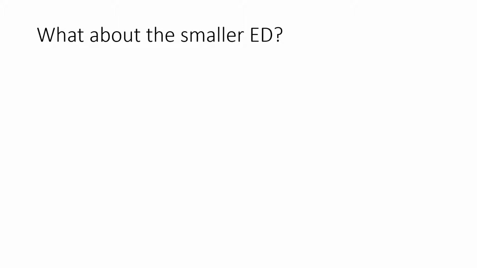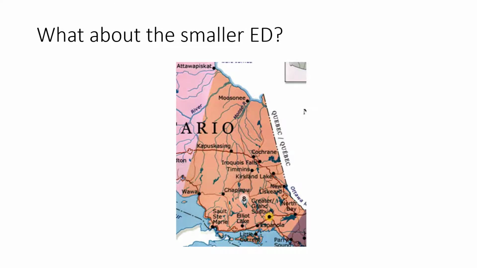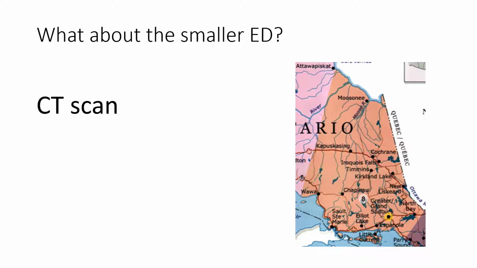What about the smaller emergency department? This is a map of northeastern Ontario. There are many small hospitals in the northeast with limited resources. Thanks to the push for TPA and strokes, some are now getting a CT scanner. Like any new toy, its presence can drop the threshold for using it.